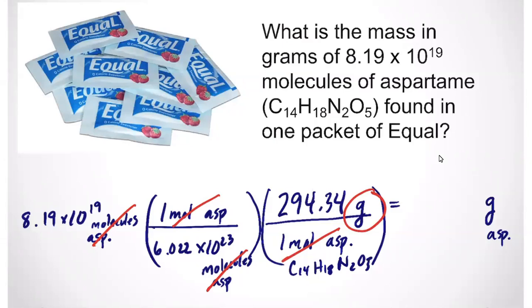And I did not calculate that, so let me plug it in. 8.19 exponent 19 multiplied by its molar mass divided by Avogadro's number. And that turns out to, oops, it's in red. Let's change the color there. That is 0.400 grams of aspartame.